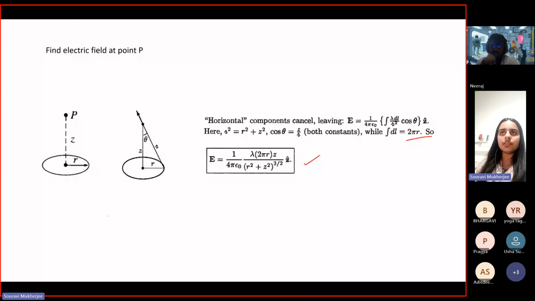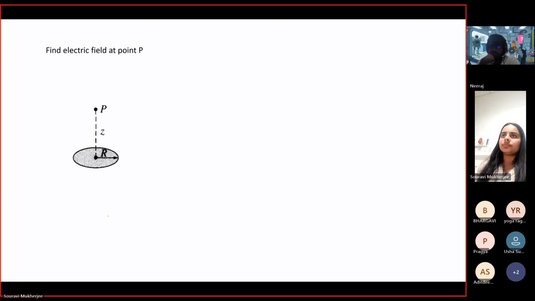Now, there are other ways of solving it. We would later see that there are simpler ways, like Gauss's law, where you don't have to do the integrations, and that would gradually come up as we proceed.